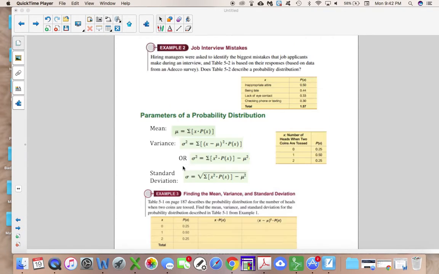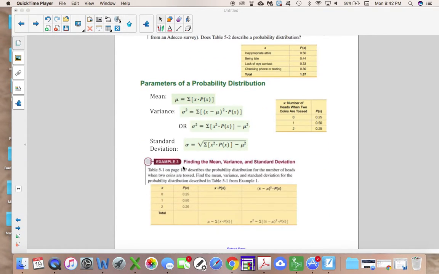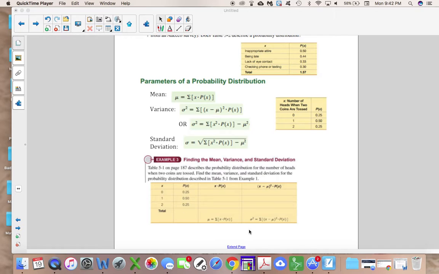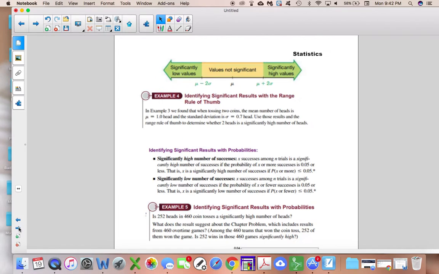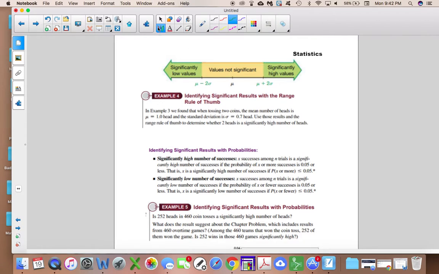This is the second half of section 5.1. We just got done doing these formulas for mean, variance, standard deviation, all that stuff. And then we did one for flipping two coins: the probability, the mean, variance, and standard deviation. If you flip over to the next page, we're going to analyze this data a little bit after we solve for the mean, variance, and standard deviation.